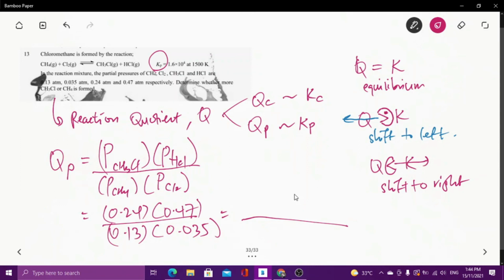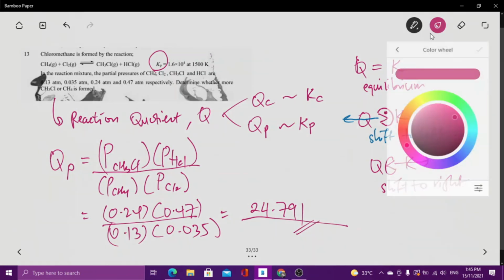Okay, so kita cuba buat kiraan lah. 0.24 darab dengan 0.47. So kita dapat banyak ni, dan kita kena bahagikan dengan 0.13 and bahagi lagi dengan 0.035. So apa yang kita akan dapat kat sini is that the value is 791. Okay, so ni banyak, ni value dia.